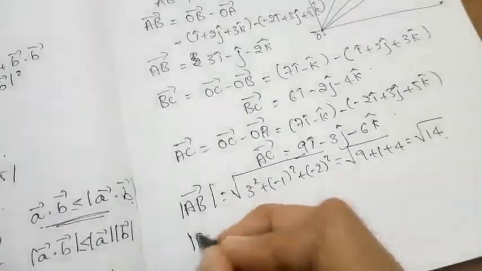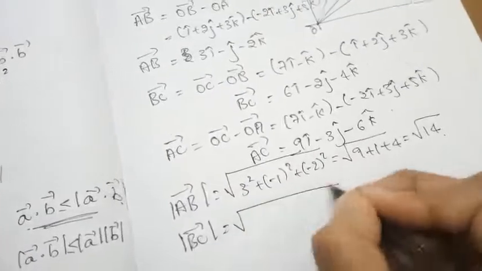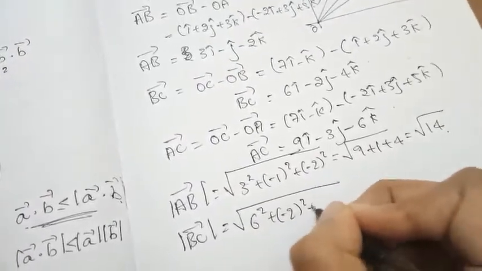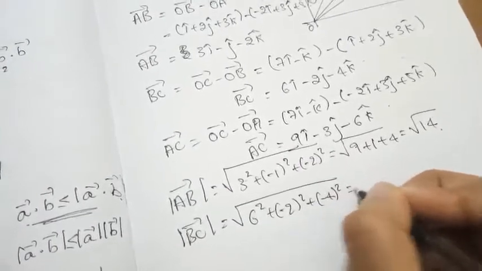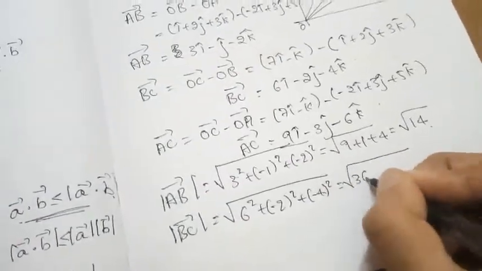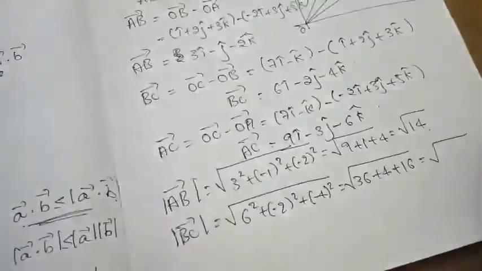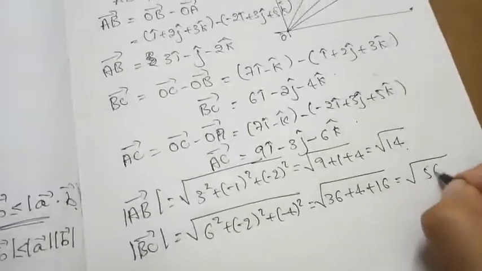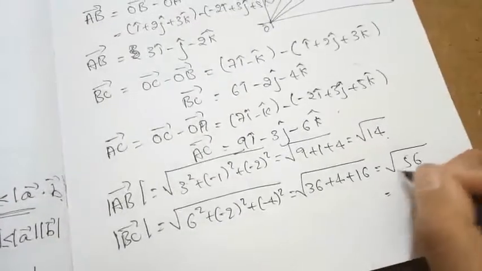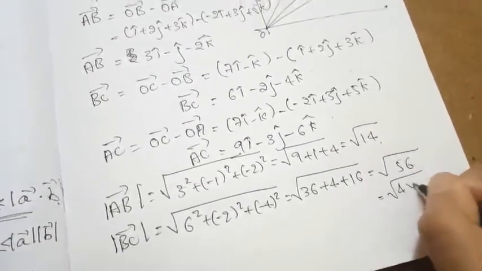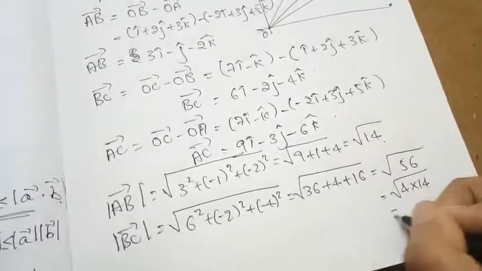What about the magnitude of vector BC? It is nothing but 6 square plus (minus 2) square plus (minus 4) square. It is nothing but 36 plus 4 plus 16, so it is nothing but 56. So how can I write this 56? I can write it as 4 into 14, so the root is nothing but 2 root 14.